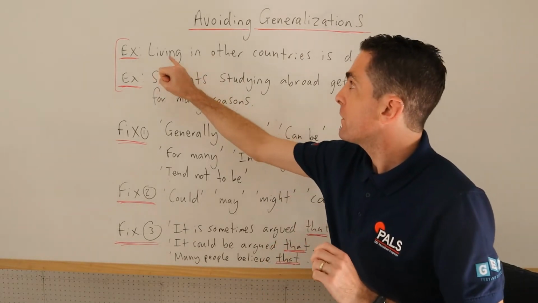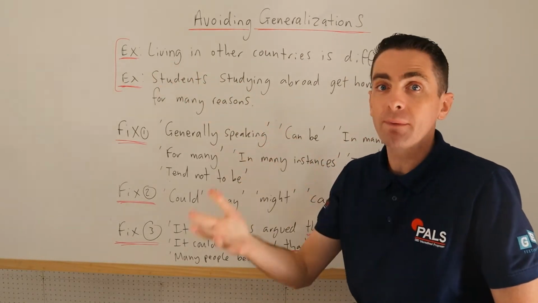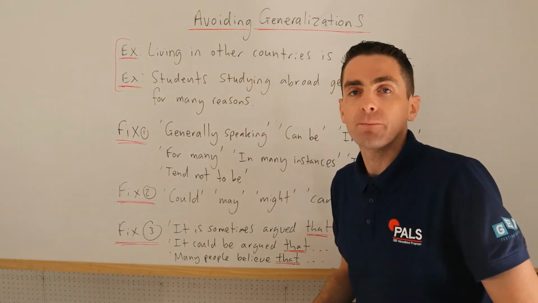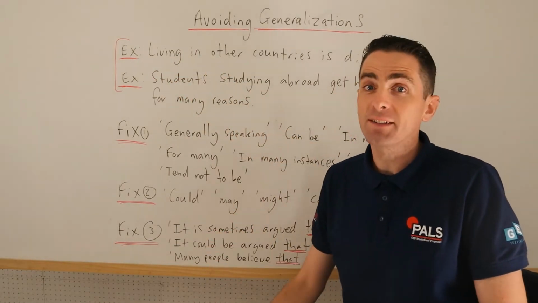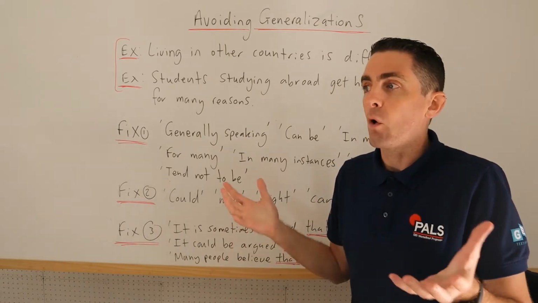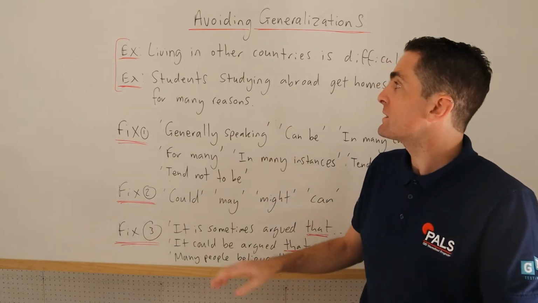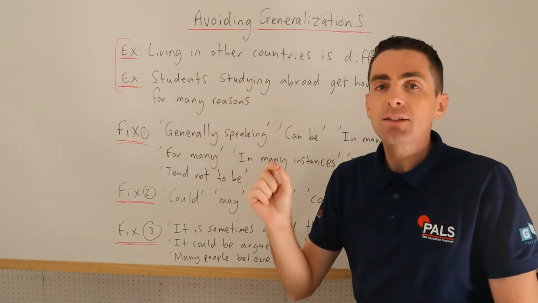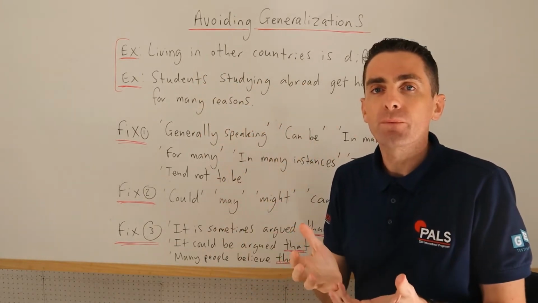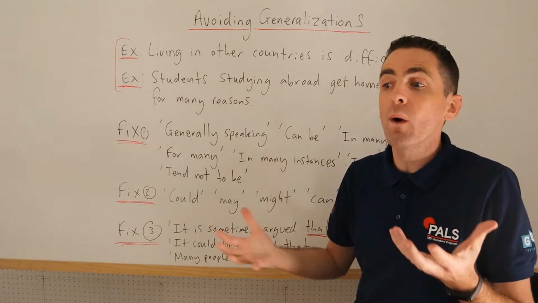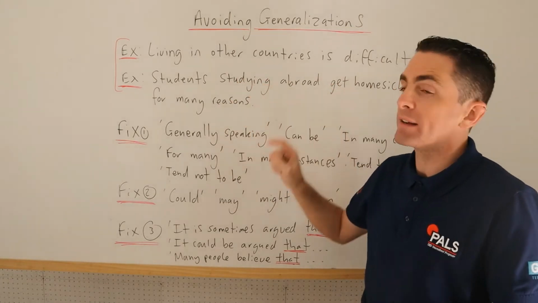For example, here are examples of generalization. This should make it clear. Living in other countries is difficult. Is it always difficult? No. Okay, so what the student has done here is they're stating something to be generally true, which isn't a fact. It isn't always the case that living in other countries is difficult.